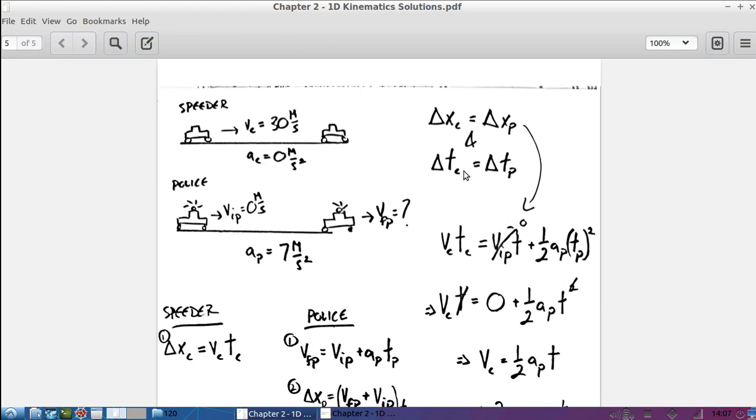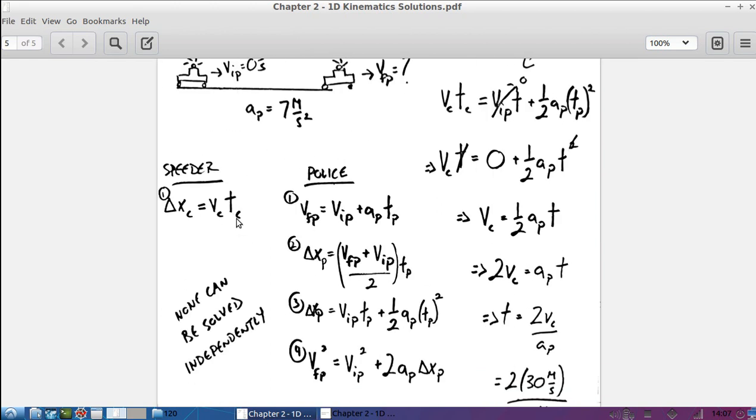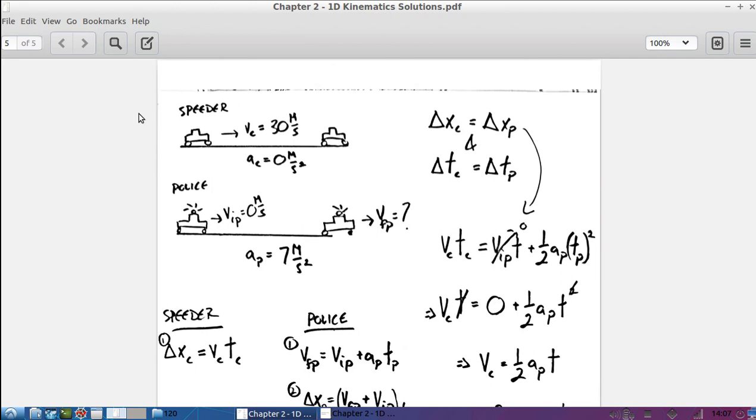So what I'm going to say is delta t sub c is equal to delta t sub p. That's great. Now I've got a time interval that two vehicles share. Maybe I could just drop this c and this p, and find a way to substitute t in there, eliminate some variables, and maybe get a nice expression for the final velocity of the police car. A better way of doing this is to recognize another property that both of these cars share.